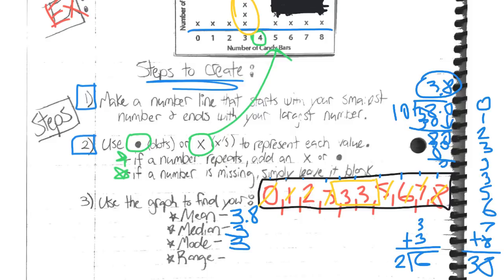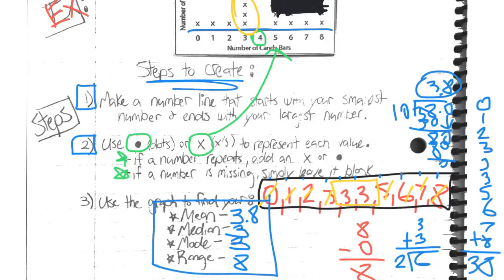And then our range, remember our range is difference. So we have to take our biggest number, which is 8, subtract our smallest number, which is 0, and then we get our range, which is 8. So we found our mean, median, mode, and range. We've used our set. We learned our steps for writing that graph.